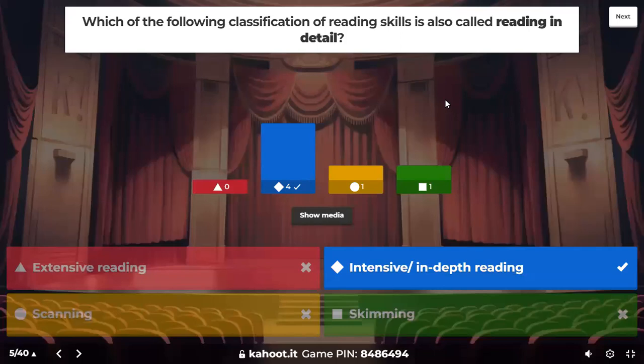Okay, great. So four of you have got it. This is what you call intensive reading, narrow reading, or in-depth reading, or detailed reading. So they are all the same. But it's not scanning, because when we are scanning, we do not look for details, but we look for words that stand out. And it's not skimming, because when we're skimming, normally we attend to the gist or the main idea, but not to details.